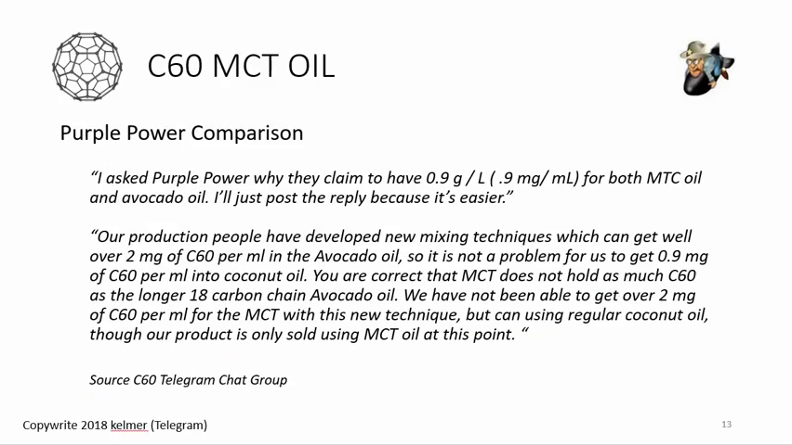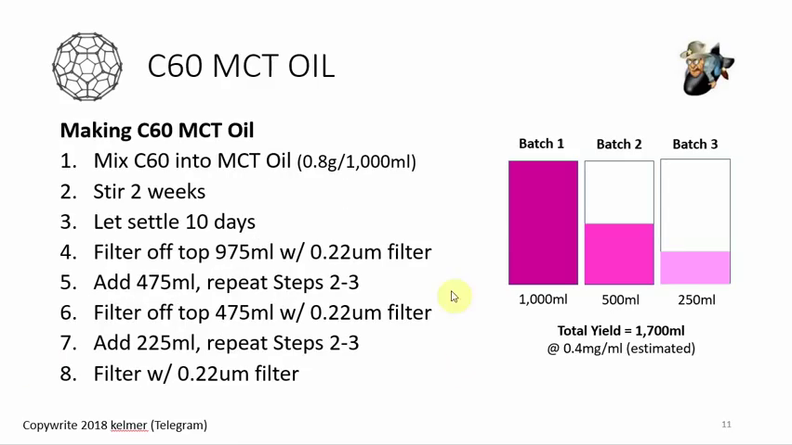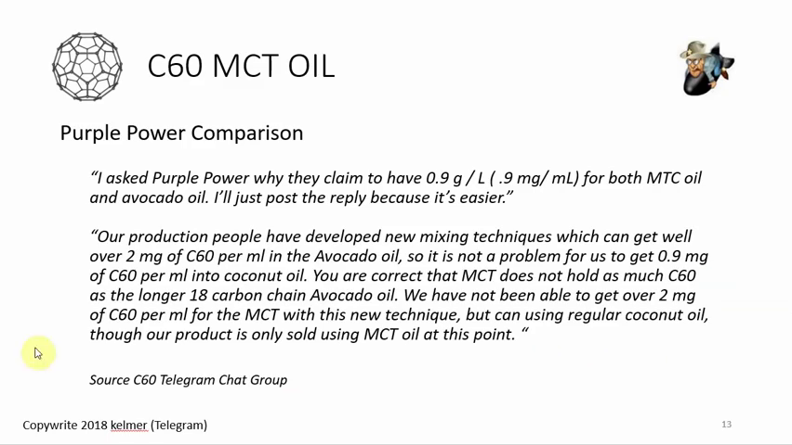Now, the thing about the saturation point. So this is the Purple Power. If you're familiar with the product, the C60 Purple Power, they're the ones that made the term famous, at least in the C60 environment. Inside the Telegram chat group that we have, the C60 group, somebody actually sent an email to the Purple Power guys and asked them, how do you get 0.9? Because they claim they have 0.9 milligrams per milliliter, and as you can see, the MCT oil doesn't hold the C60 and it keeps falling out. You take 0.8 grams and you put it in, and then there's still left over, and there's still left over. The people in the chat group have somewhat estimated that it's 0.4, but Purple Power is claiming that they have 0.9.